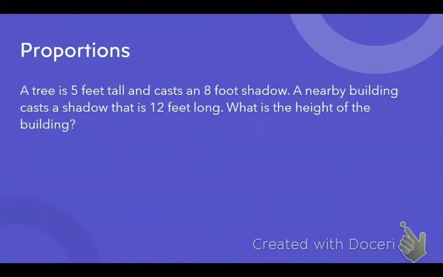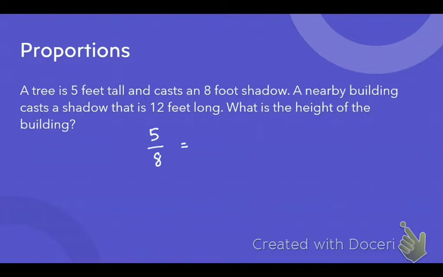So it says a tree is 5 feet tall and casts an 8-foot shadow. However you want to write this ratio, you can go height over shadow, you can go shadow over height, but you have to be comparing the same unit on both sides of the ratio. So I'm just going to do height over shadow. The tree is 5 feet tall, casts an 8-foot shadow. A nearby building casts a shadow that is 12 feet long. What is the height of the building?